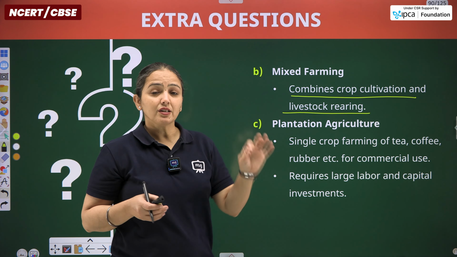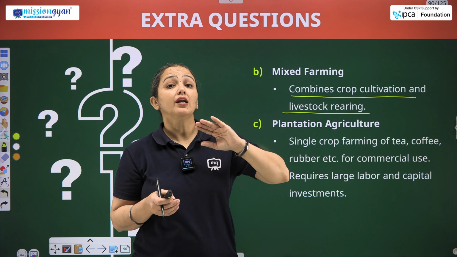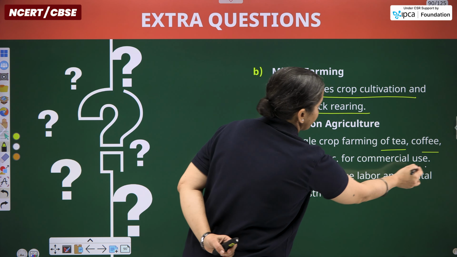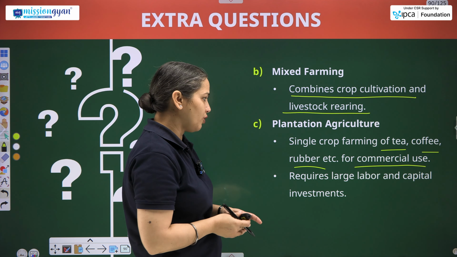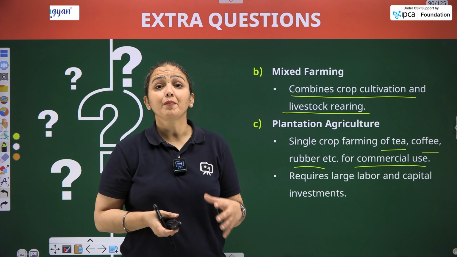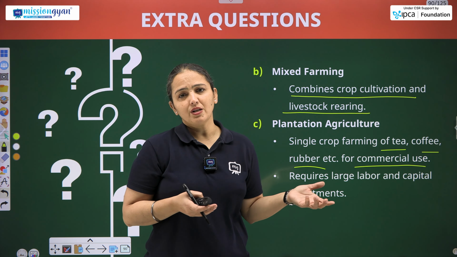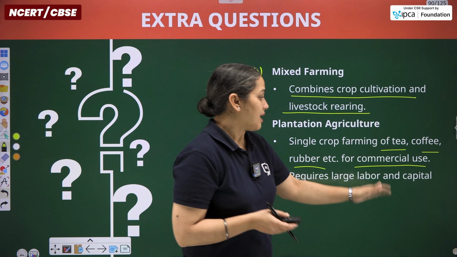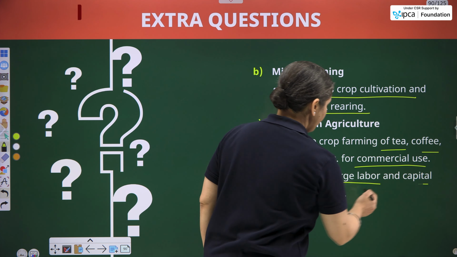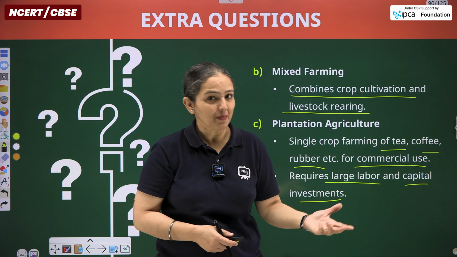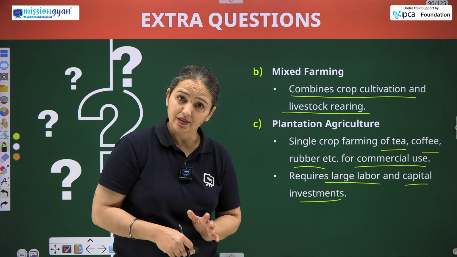Within the plantation agriculture, a particular plantation crop is grown on the large scale, again with the help of the technology and modern tools and equipments. So single crop farming of tea, coffee, rubber, these are plantation crops for commercial use, entirely for selling purpose. And of course, rubber, tea and coffee can't be used on large scale within one's own family. So certainly it is to be done for the commercial part. It requires large labor, large capital investment because within which more labor required payment as well. So this is the particular concern.